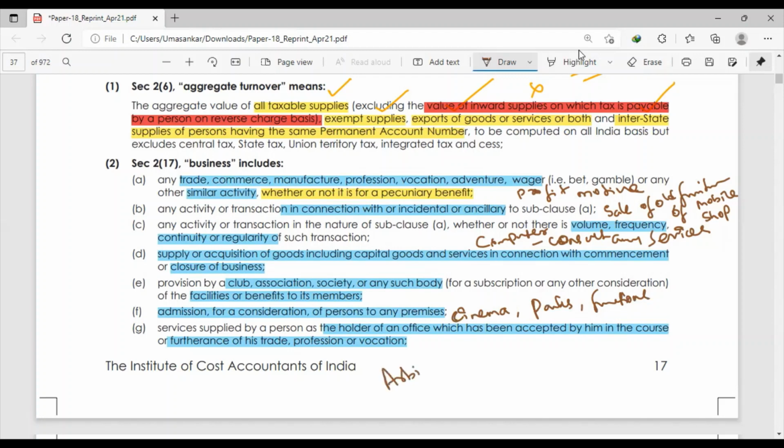There is a person, an arbiter, and it is given to an advocate. An advocate's profession is fighting in a court of law, but he also holds office as an arbitrator in an arbitration act. So he is holding an office in the arbitration act. So this is also considered in the business.